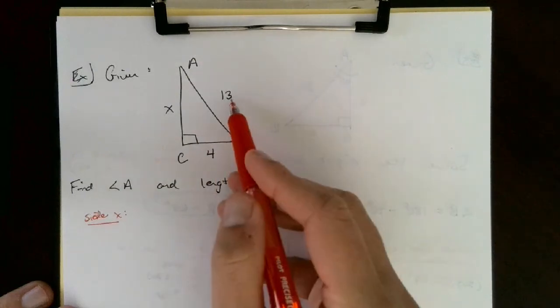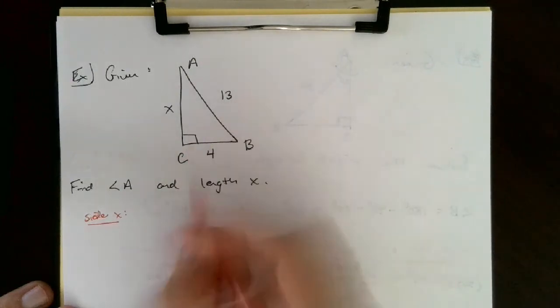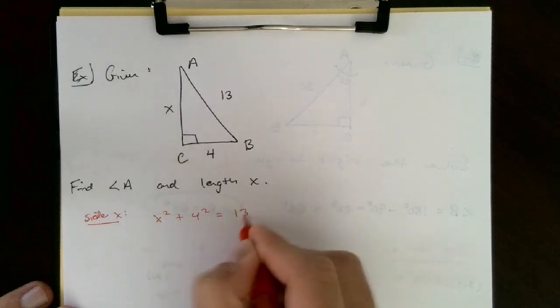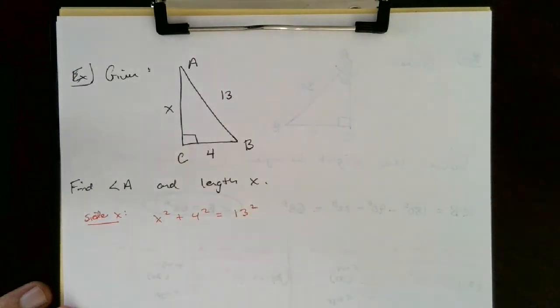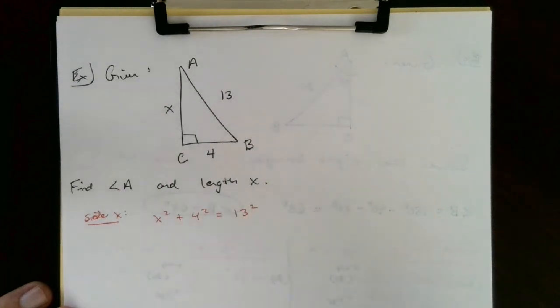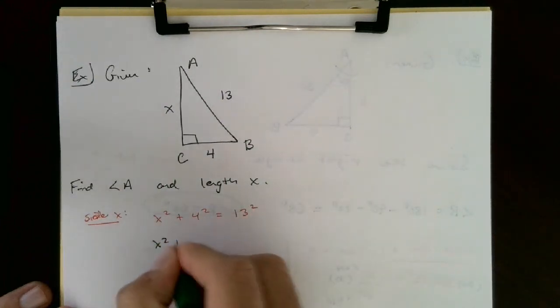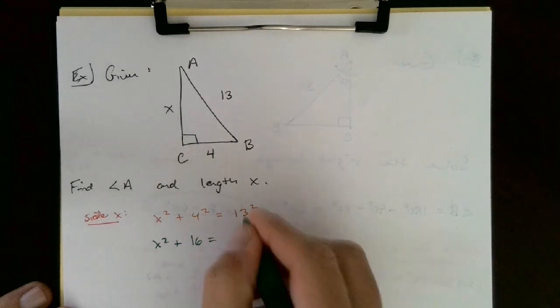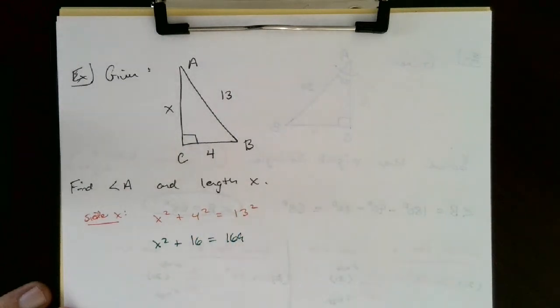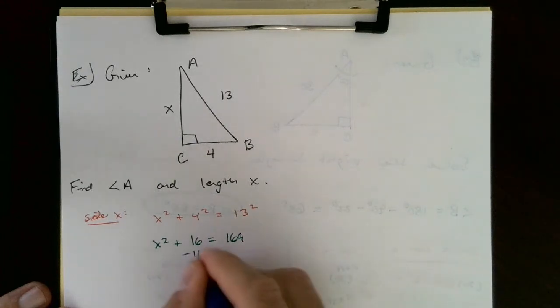remember the hypotenuse is on its side by itself squared, so we can say we have x squared plus 4 squared equals 13 squared. Remember, you can change the order of the legs, but the hypotenuse always has to be on the side by itself. So we end up with x squared plus 4 squared, which is 16, equals 13 squared, which is 169. And then we're going to subtract 16 from each side to solve for x.